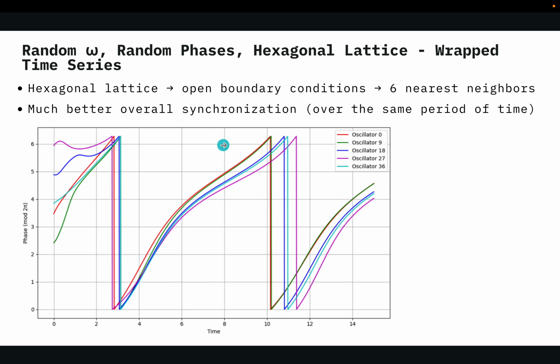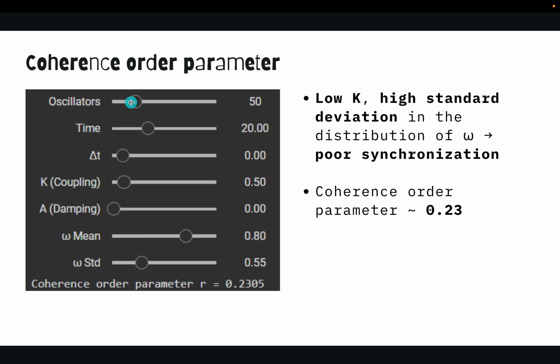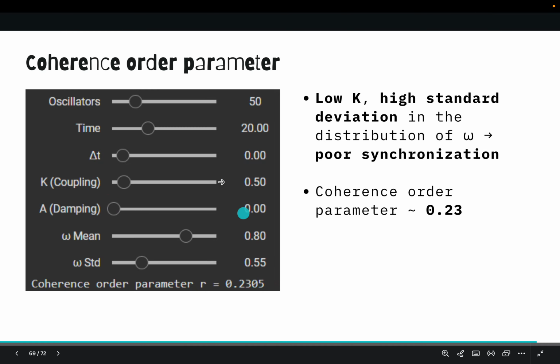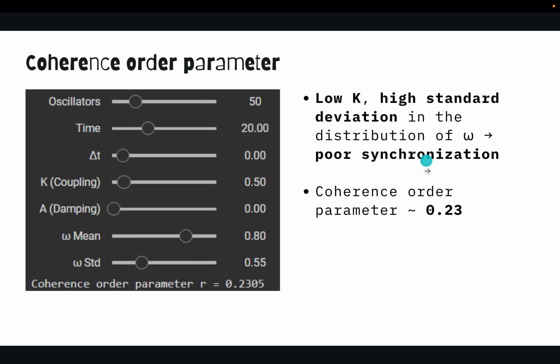This is a screenshot actually, but in the original code you can change the number of oscillators, increase, decrease, whatever. You can change the number of time steps, whether small or big, the resolution basically, the coupling, the damping, the mean omega, the standard deviation of omega, and then the Python will calculate and give you the value of the coherence order parameter. I already told you the coherence order parameter is basically the resultant sum of all the vectors, if you join from the origin to all the phases.